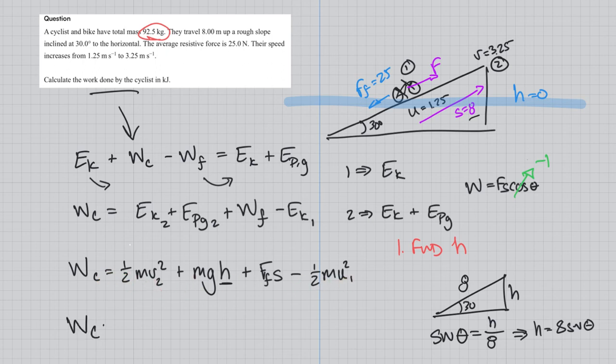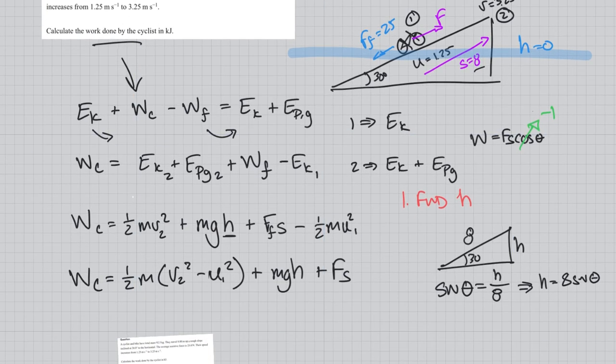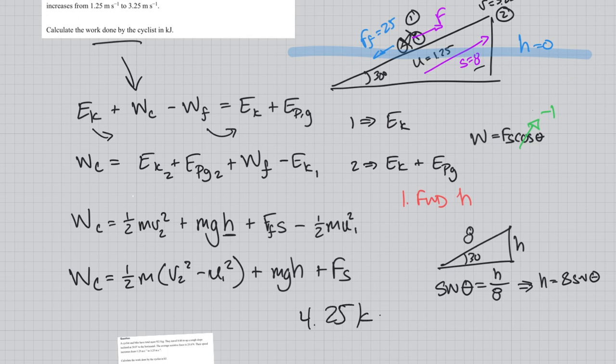If I wanted to clean this up just a little bit, it could be 1/2 m, and I could then pull out the v2 squared minus u1 squared, plus mgh, plus the force of friction times the displacement. So this is showing that the work done by the cyclist is going to equal the difference of kinetic energies, because they were already going some initial kinetic energy. So how much kinetic energy did I gain, plus the potential energy gained, plus the work that was lost due to friction. All that, when I plug that in, I should get a value of around 4.25 kilojoules, right? So 4,250 joules.